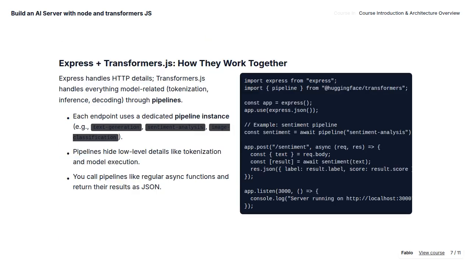Underneath these three endpoints, Express and Transformers.js work together in a very clean way. Express is responsible for everything HTTP related. It defines routes like POST /sentiment, parses the incoming JSON or form data, and shapes the outgoing response. Transformers.js, on the other hand, manages all model-specific work through pipelines, tokenizing input text, running ONNX models, decoding outputs, and so on. Each endpoint gets its own pipeline instance: text generation for /support, sentiment analysis for /sentiment, image classification for /classify. In your route handlers, you simply call these pipelines as async functions and return their results as JSON, keeping your API code small and easy to read.